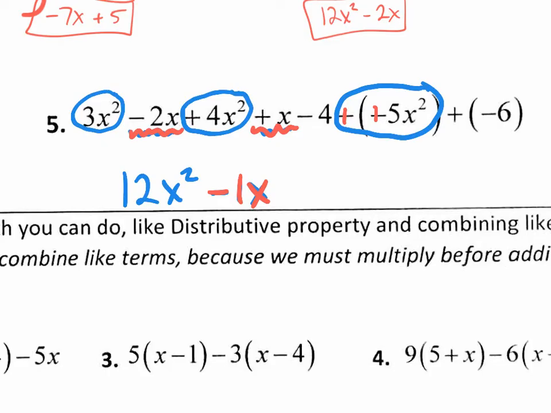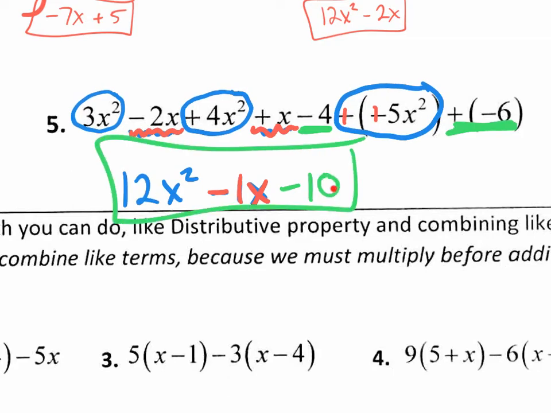And my final thing to combine, I have the number minus 4 with the number minus 6. Now, I'm combining. I'm not multiplying, right? So minus 4 means I owe 4 plus negative 6. That means I owe 6. I owe somebody 4. I owe somebody 6. How much do I owe? I owe 10. There's my final answer. I cannot combine anything else because they're not like terms.